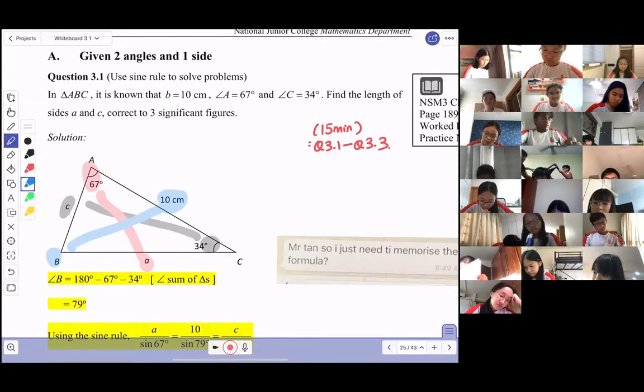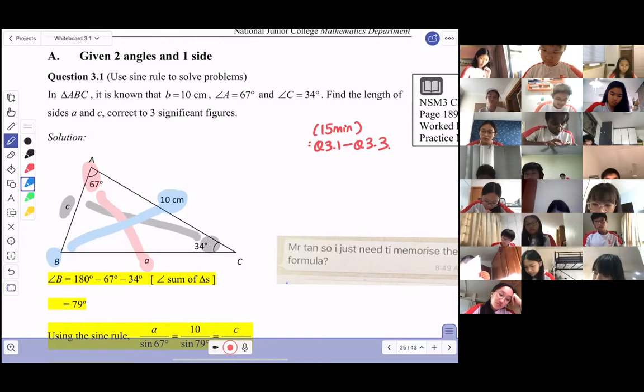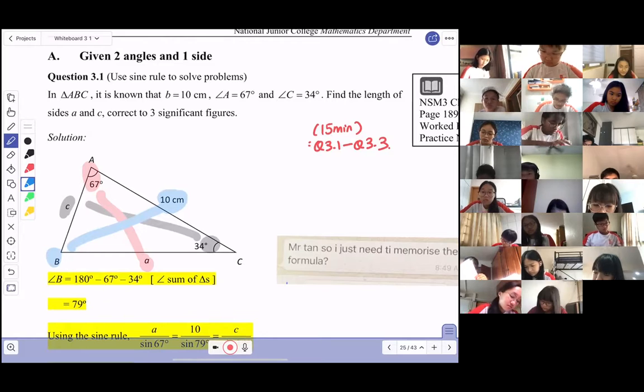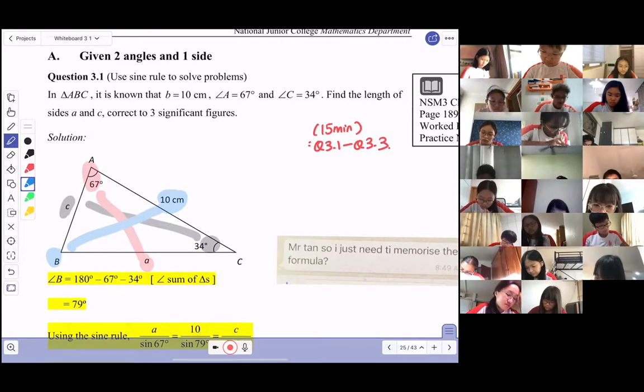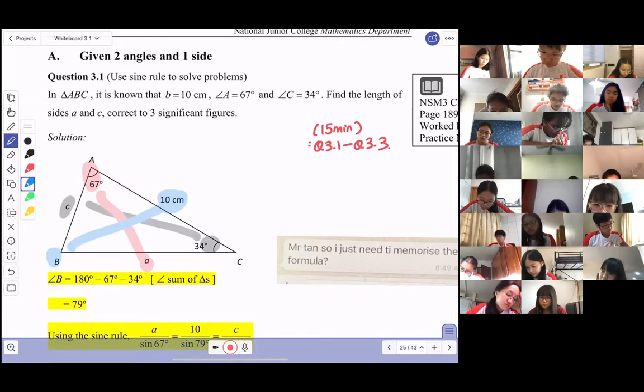Okay, then you finish all three questions. Wow, well done. While waiting, you can look at the additional practice first. Do you still have it? Additional practice. Let's say if you lost it, let me try to take a photo.